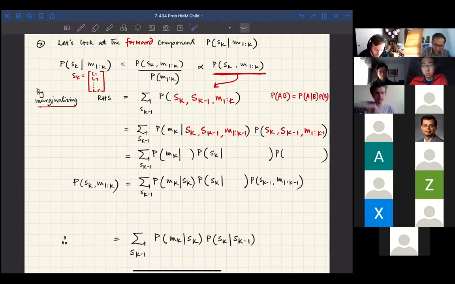Good. Now look, M_k given s_k, s_{k-1}, m_1 to k-1, which one does M_k depend on? Someone? The measurement at M_k, once you know the s_k, you don't care about s_{k-1}, you don't care about the past measurements anymore. You only care about the measurement, you only care about the state s_k. Why? Because the measurement at a state does not depend on the past states.